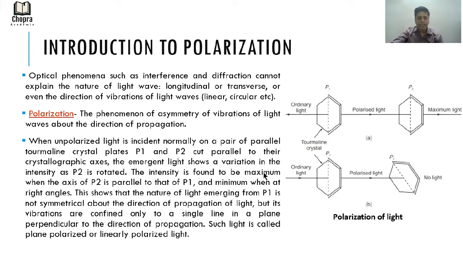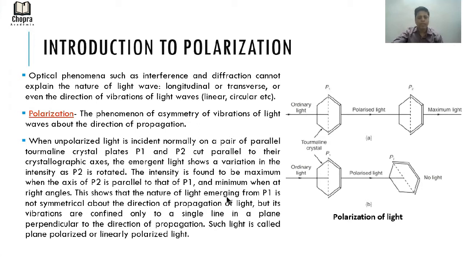So the intensity is found to be maximum when the axis of P2 is parallel to that of P1 and minimum when at right angles. So as we keep rotating P2, which is the analyzer, the light changes in intensity, and when this axis is perpendicular to the axis of this one, then there is no light at the output, and minimum value when at right angles.